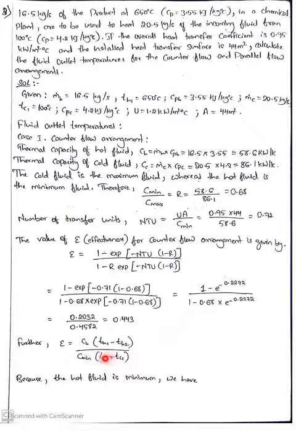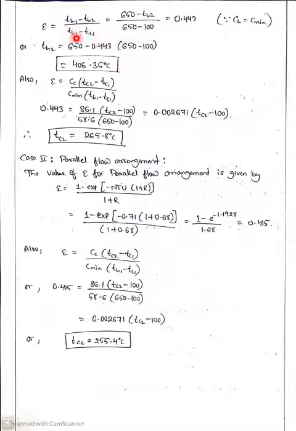Further, we know the definition of epsilon. This is the formula for epsilon. Because the hot fluid is minimum, we have to consider the hot fluid, so CH is C minimum and both will cancel. Epsilon is equal to 0.443. From here TH2 you have to calculate, that is 406.35 degrees Celsius. Also, epsilon you can write with respect to the cold fluid, that is CC by C minimum. Since you directly substitute here, you will be getting the value of Tc2.